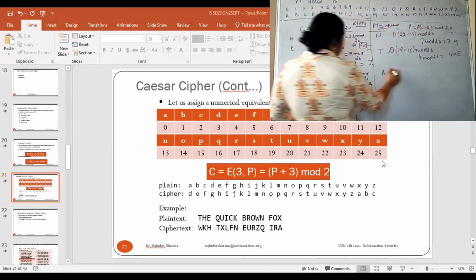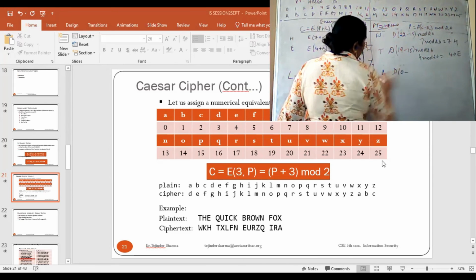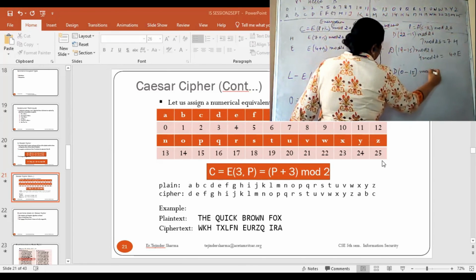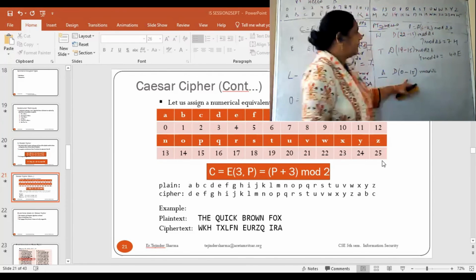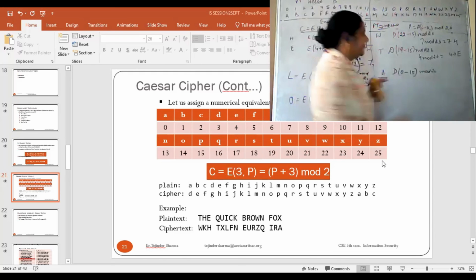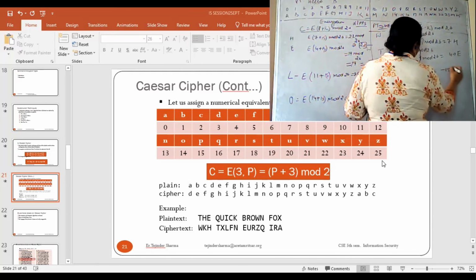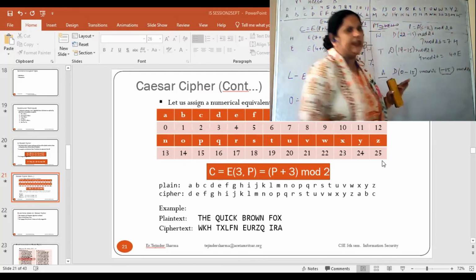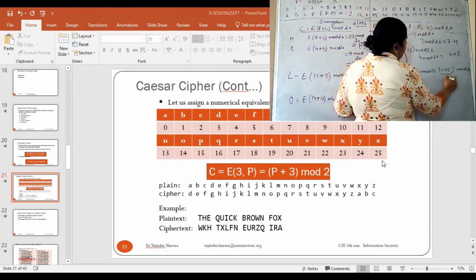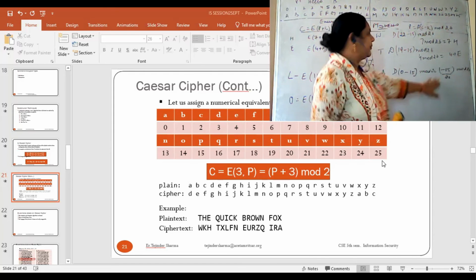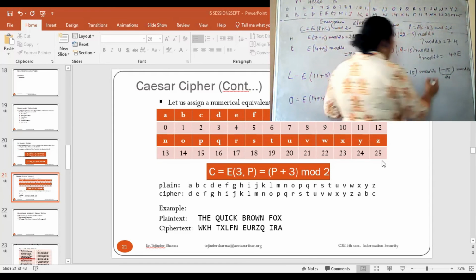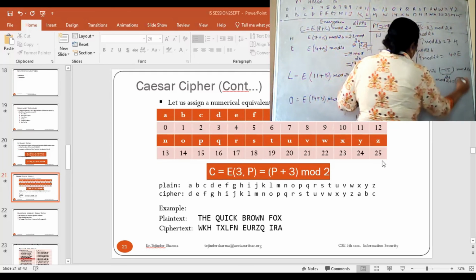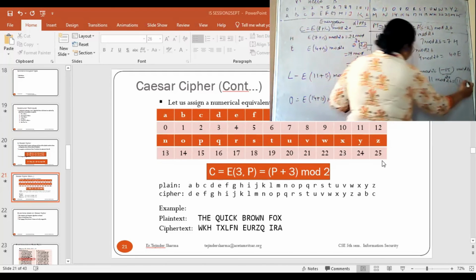Now next case. A is at 0th location, so 0 minus 15 mod 26. Now what does happen? Here you will get minus 15 mod 26. Whenever you encounter a negative value, add 26 to it because alphabets are 26. Here you will get 11 mod 26 which is equal to 11 only, and at 11 you will find L.